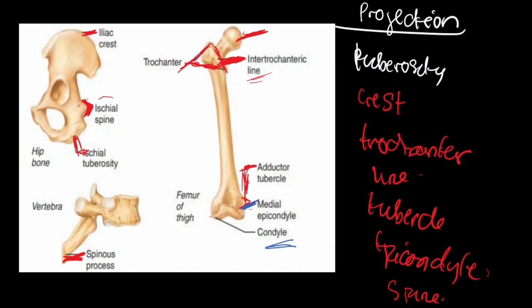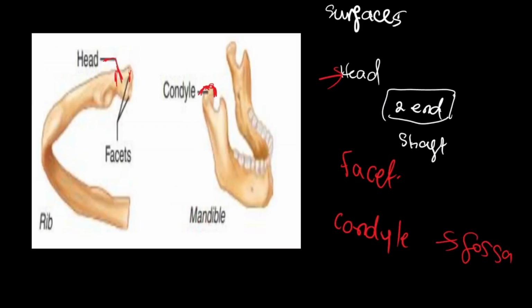Now, it's good for us to take note once again that the projections are majorly sites of muscle and ligament attachment, while the surfaces are articular surfaces, so joint surfaces, and we consider the head, the facet, and the condyle as we had them here. The next category of bone markings we'd be considering would be the depressions.